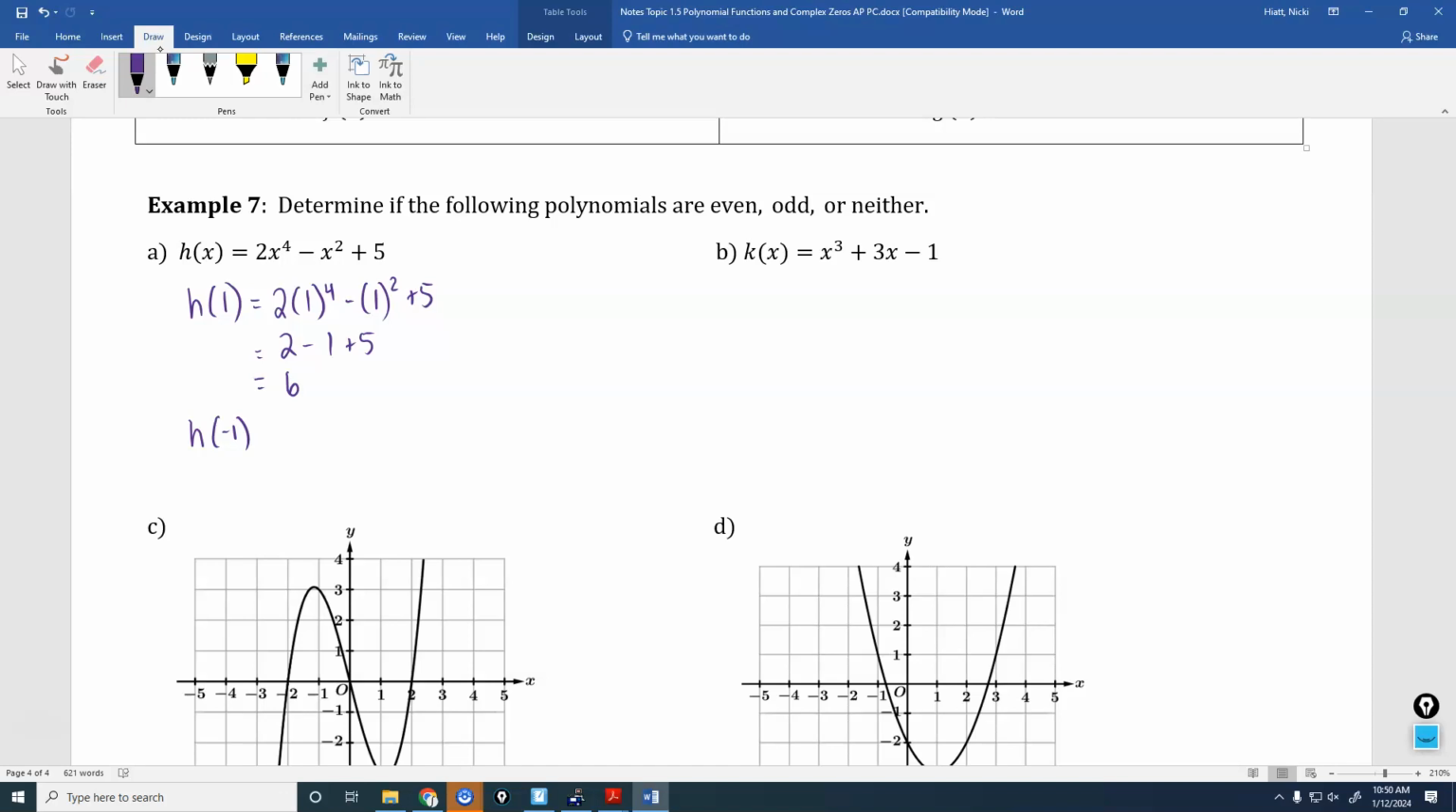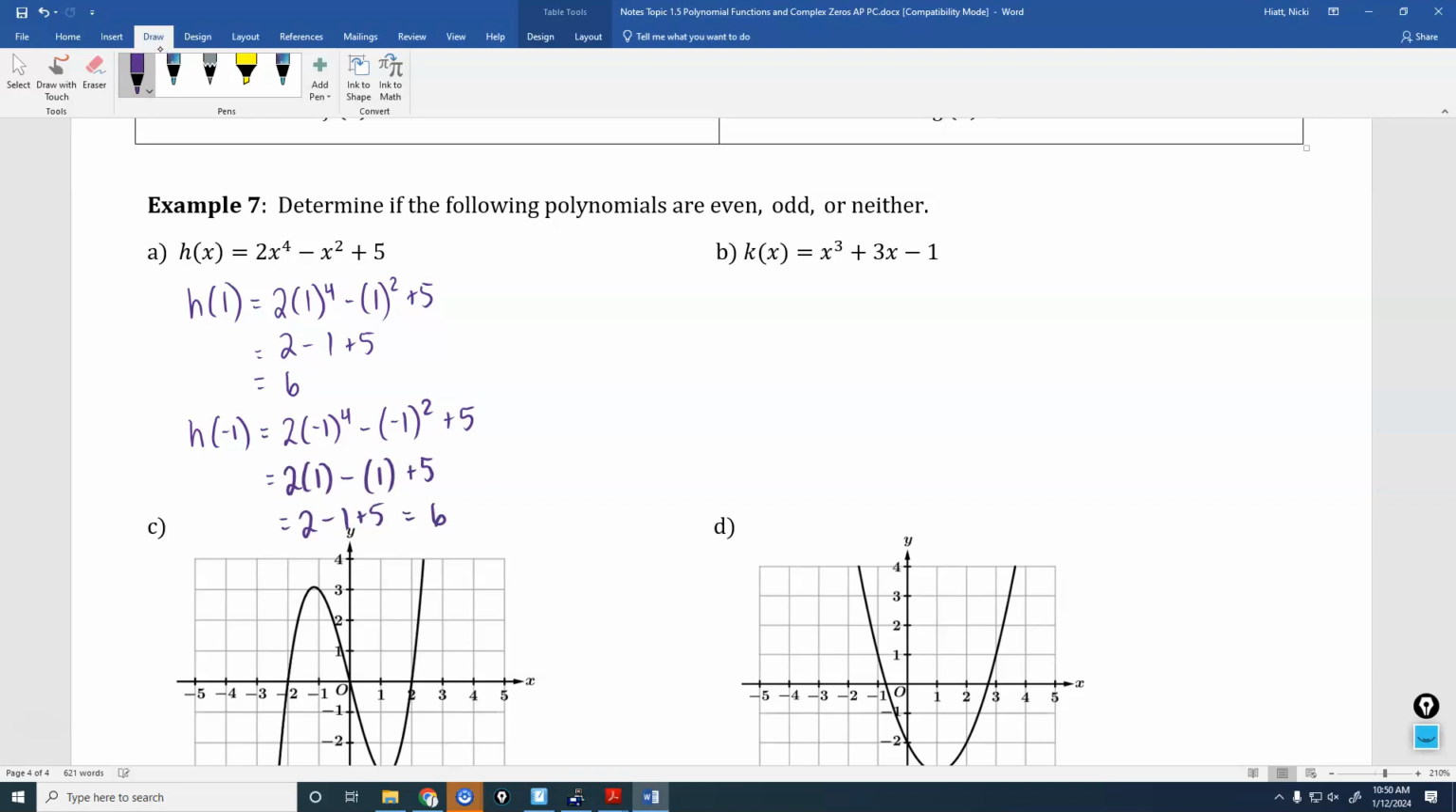Occasionally it does not. All right, so if I plug in negative 1, I've got 2 times negative 1 to the 4th power minus negative 1 squared plus 5. Now, when I raise negative 1 to the 4th power, what am I going to get? It's positive 1, right? When I raise negative 1 to the 2nd power, what am I going to get? Positive 1. So I've got 2 times positive 1 minus positive 1 plus 5, which ends up being 2 minus 1 plus 5, which is still 6, right?